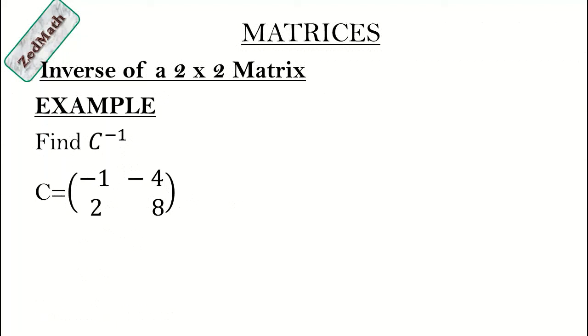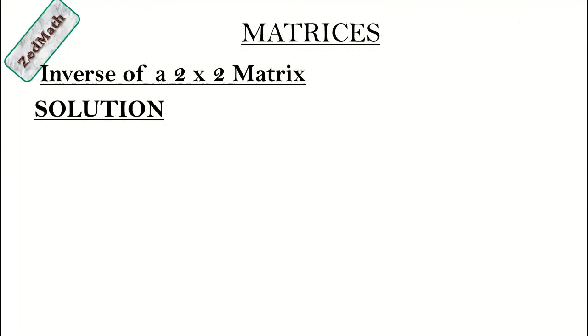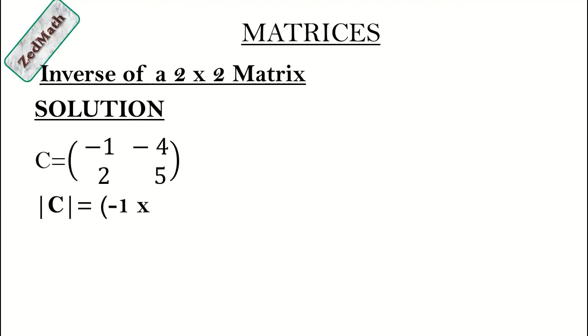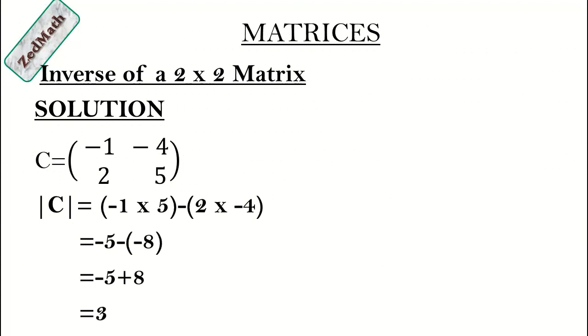So the last question is find C inverse given this matrix. So here is the solution. We first find the determinant of C, which is equal to negative 1 by 5 minus 2 by negative 4. Simplifying this, we get negative 5 minus negative 8, and this is going to be equal to negative 5 plus 8, and finally it's going to be equal to 3, and this is our determinant.